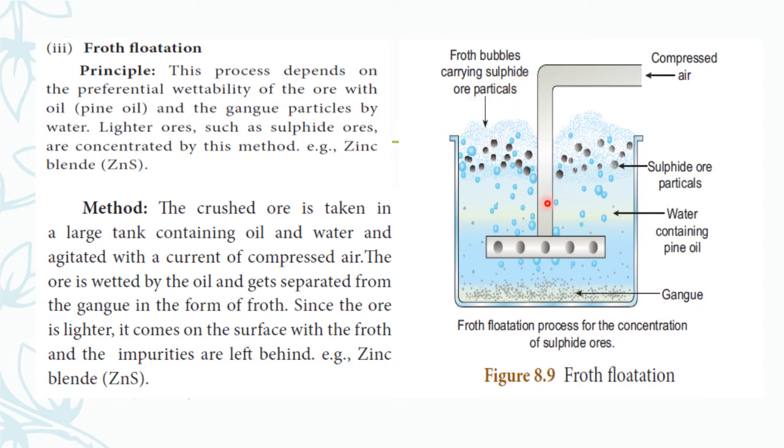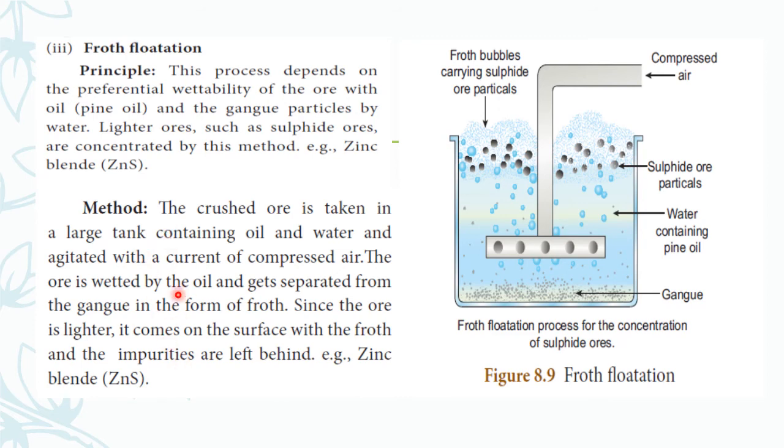Now the principle. This process depends on the preferential wettability of the ore with oil, the pine oil, and the gangue particles by water. Lighter ores such as sulfide ores are concentrated by this method. Example, zinc blende. Formula ZnS.